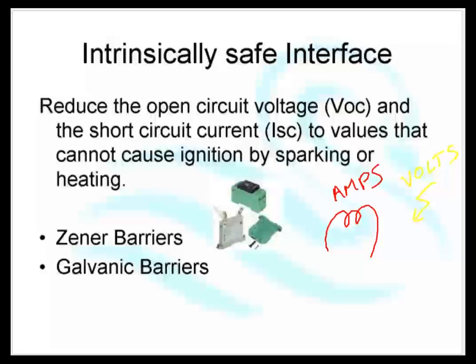We put these barriers, these intrinsic safety interfaces in, and their job is to make sure that there isn't enough volts to spark and there isn't enough amps to heat. We've got two types of intrinsic safety barriers, the Zener barrier and the galvanic barrier. And if we put those in, it means that our instrument should work just fine, but there will never be enough volts to spark, and there will never be enough amps to heat. And that way, it won't be us that causes ignition.